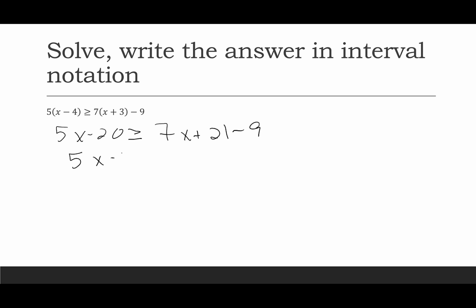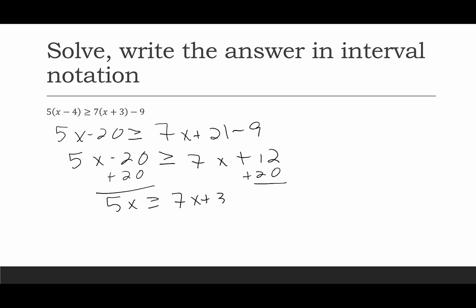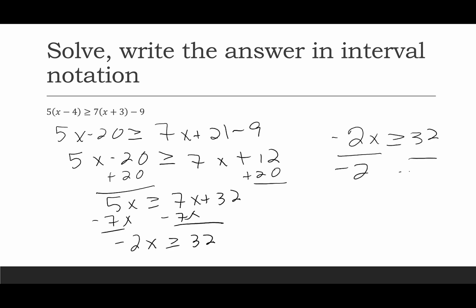That is 5x minus 20 is greater than or equal to 7x plus 12. I'm going to move the 20 to the other side. So now 5x is greater than or equal to 7x plus 32. Subtract 7x from both sides. I have negative 2x is greater than or equal to 32. I want to divide by negative 2, and remember that when I divide by a negative, I flip the sign of the inequality, so now I have x is less than or equal to negative 16. So my answer is negative infinity to negative 16, closed bracket.